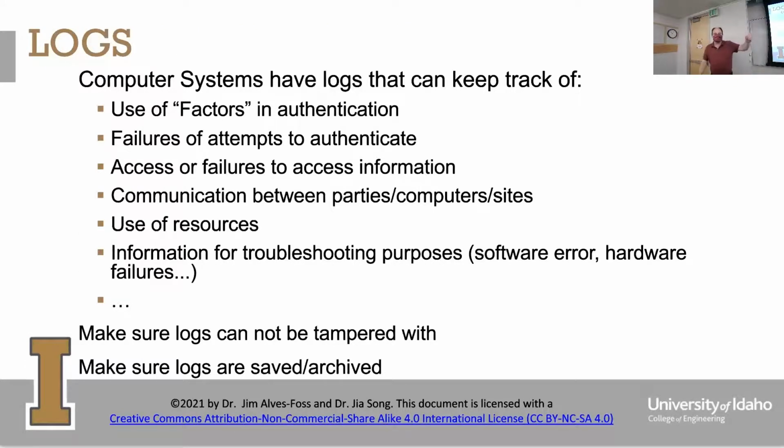Logs. Computer systems have logs that can keep track of the use of factors in authentication. When did I use a dual mobile login? When did I try to log into the system? With a good password, with a bad password? So failures to attempt to authenticate. Access or failures to access information. Oh wait, Jim House was trying to access the university payroll database. That's something we're gonna keep track of.